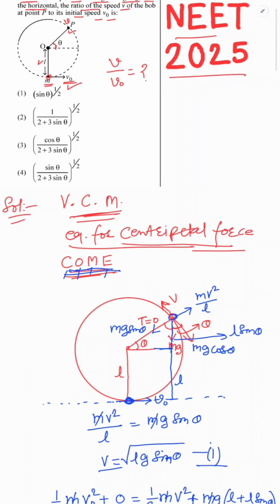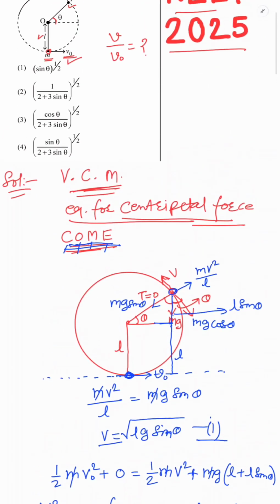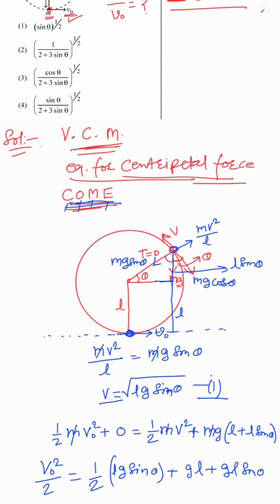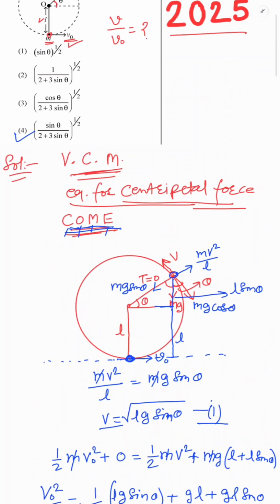So in the options we can see that the fourth option is the right answer. Here it is the root of sin theta upon 3 sin theta plus 2, and the option also shows sin theta upon 2 plus 3 sin theta under root. Okay, so that is our answer.